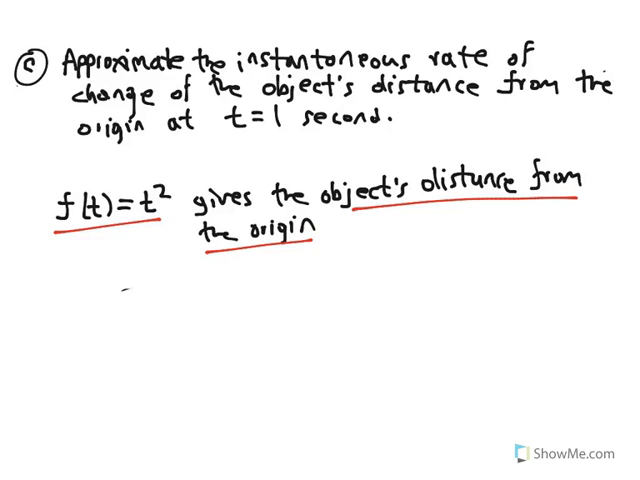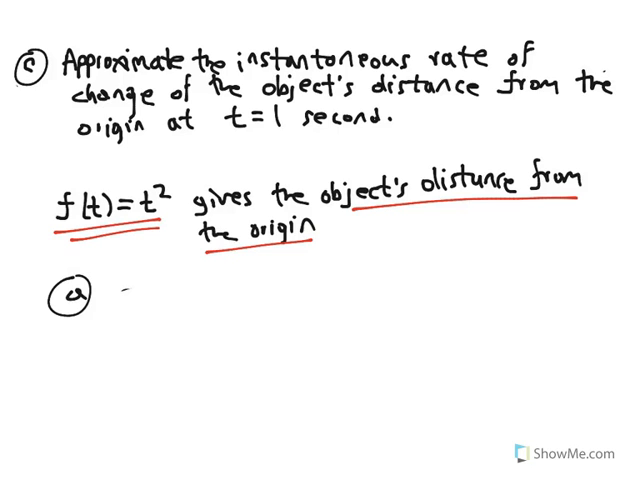Now we look at part C, approximate the instantaneous rate of change of the object's distance from the origin at t is equal to 1 second. f of t is equal to t squared gives the object's distance from the origin. So we can go back to what we did in parts A and B. In parts A and B, we found average rates of change of the object's distance from the origin on time intervals from t is equal to 1 to 3 seconds, and then from t is equal to 1 to 2 seconds.